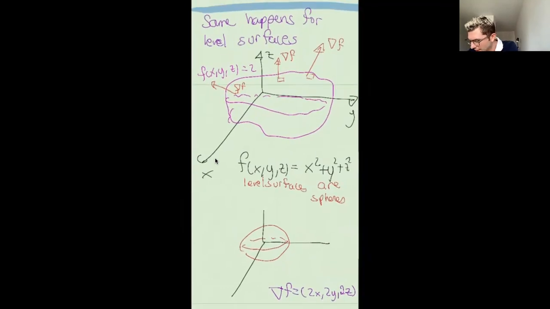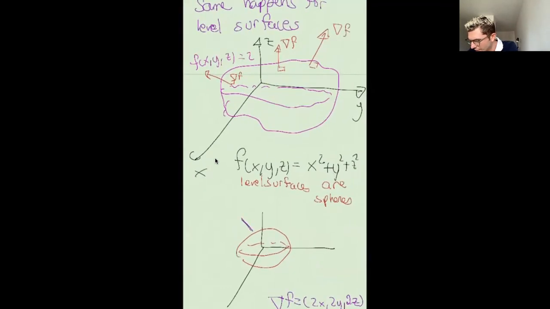And so this is just saying that the gradient is a multiple of x, y, z. So it's just saying that the position vector is perpendicular to a sphere. Is that making sense?